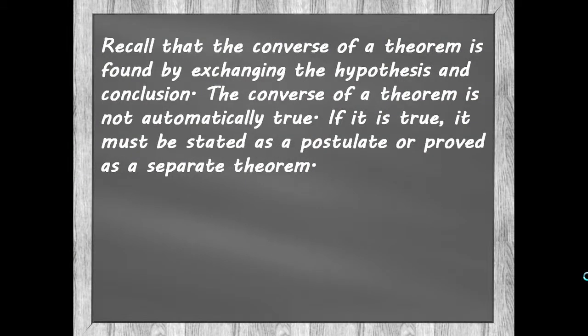If you remember, the converse of a theorem is found by switching the hypothesis and the conclusion around. Instead of P implies Q, we have Q implies P. Remember, the converse of a theorem is not automatically true, but if it is true, it needs to be stated as a postulate or proved as a separate theorem.